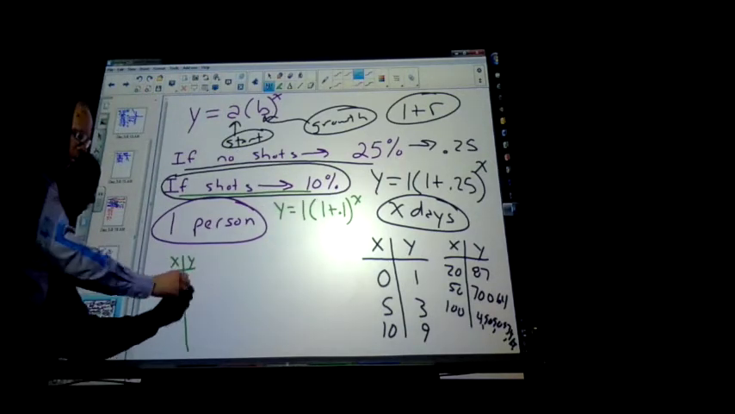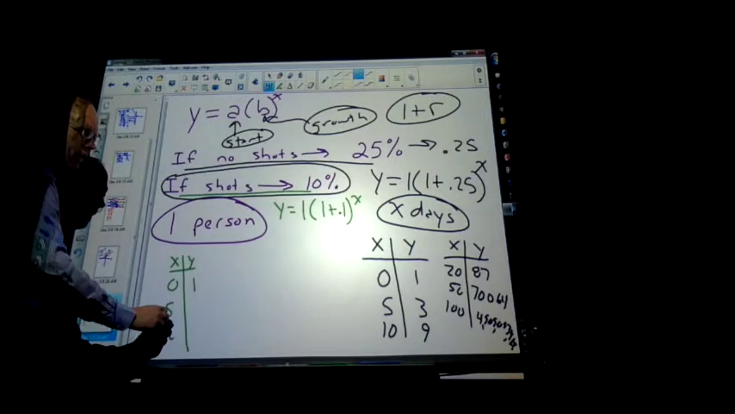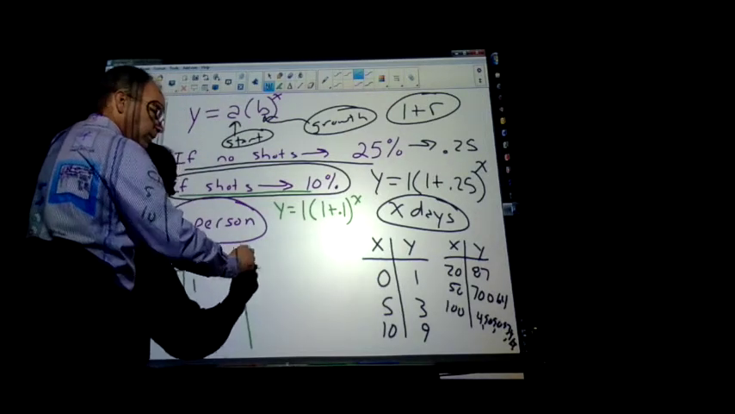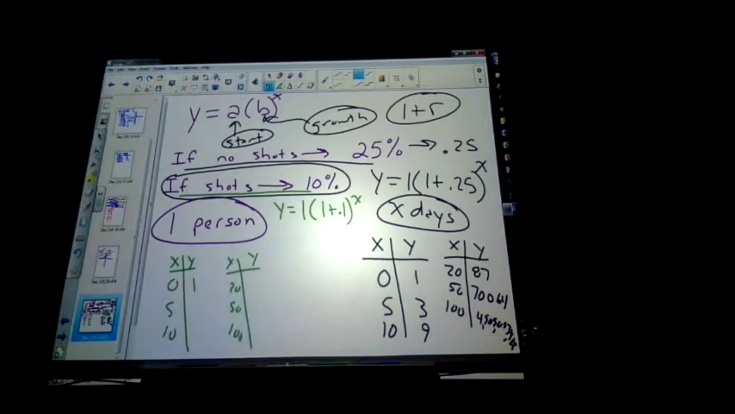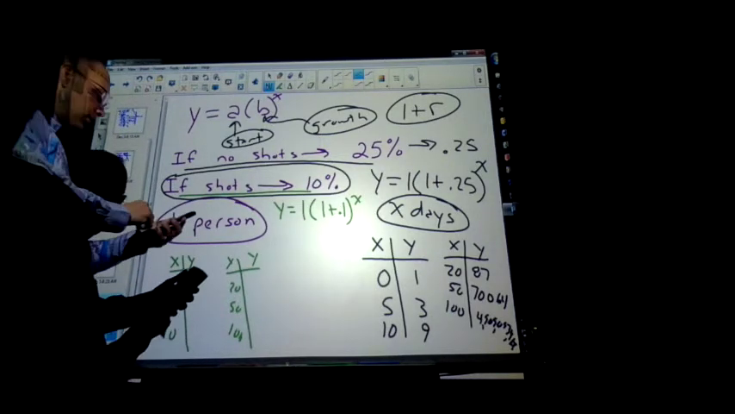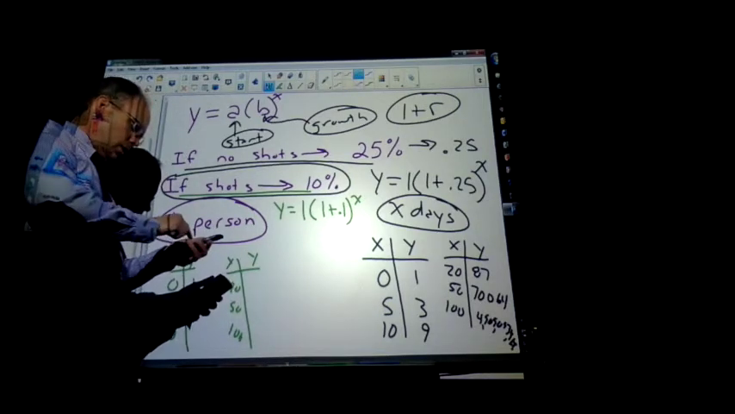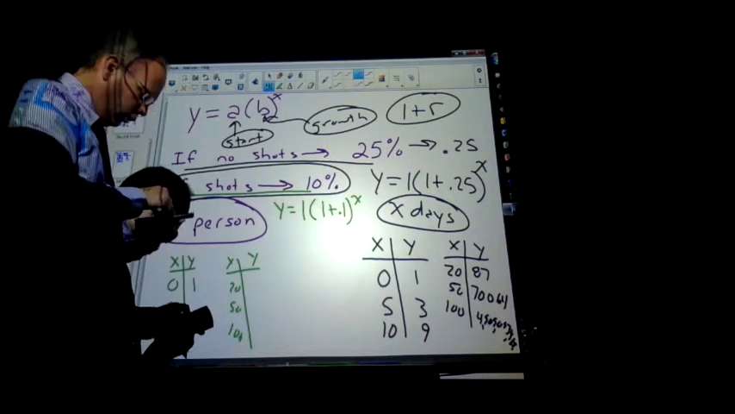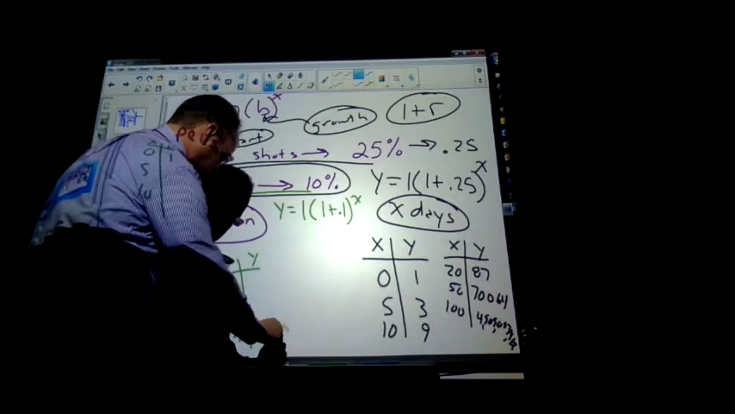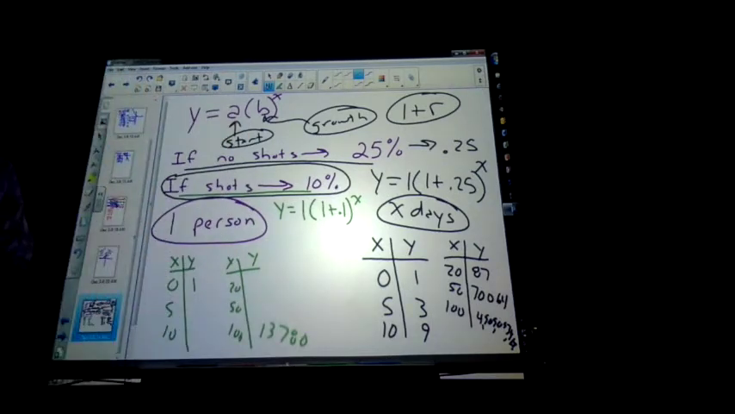So at 0 days, I'm still going to have one person. I'm going to use the same model, 5, 10, 20, 50, and 100. I'm not sure if I need to go through the whole table. I'm going to go right to the 100 and see how many fewer that would be. I'm going to go 1.1 raised to the 100th power. And we're down to 13,780 people have the flu worldwide because of the vaccination. Is it worth getting the vaccination, you think?